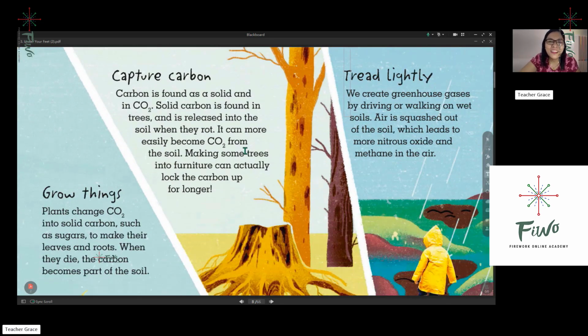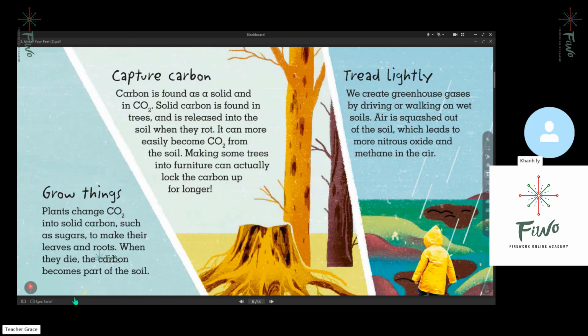Yeah. Okay, so kindly read this, Lee. Capture carbon. Carbon is found as a solid and in carbon dioxide. Solid carbon is found in trees and is released into the soil when they rot. It can more easily become carbon dioxide from the soil. Making some trees into furniture can actually lock the carbon up for longer.